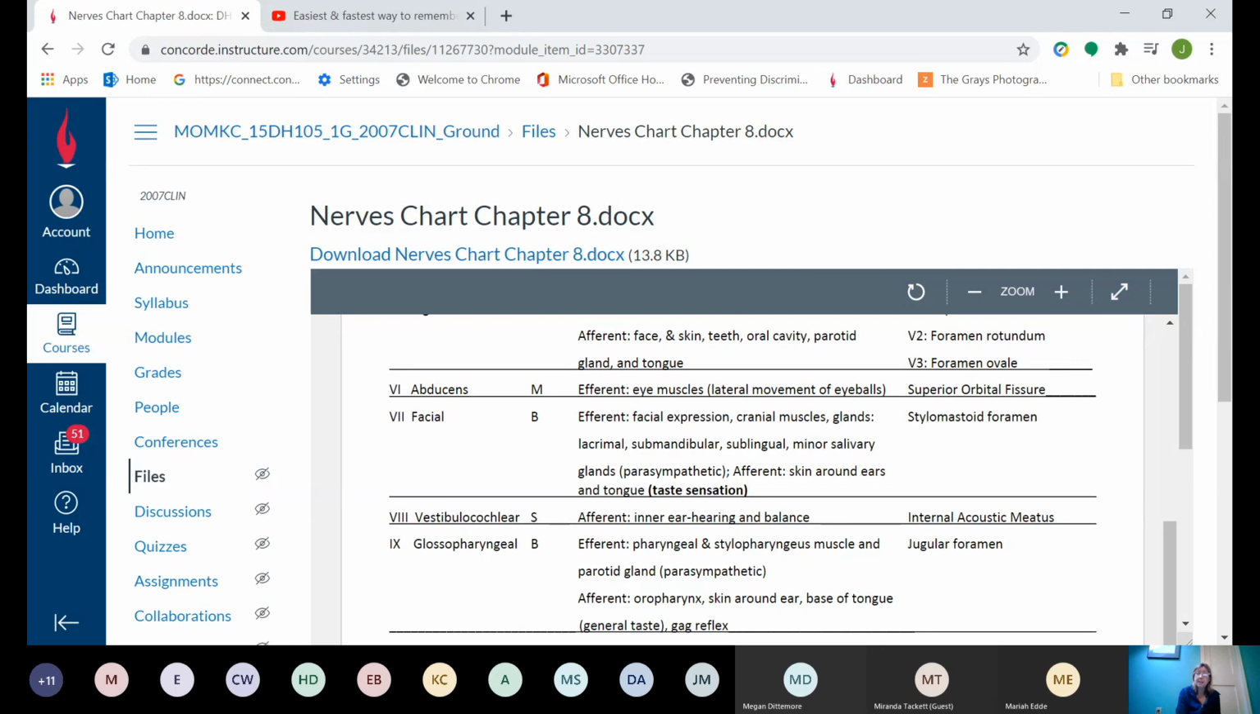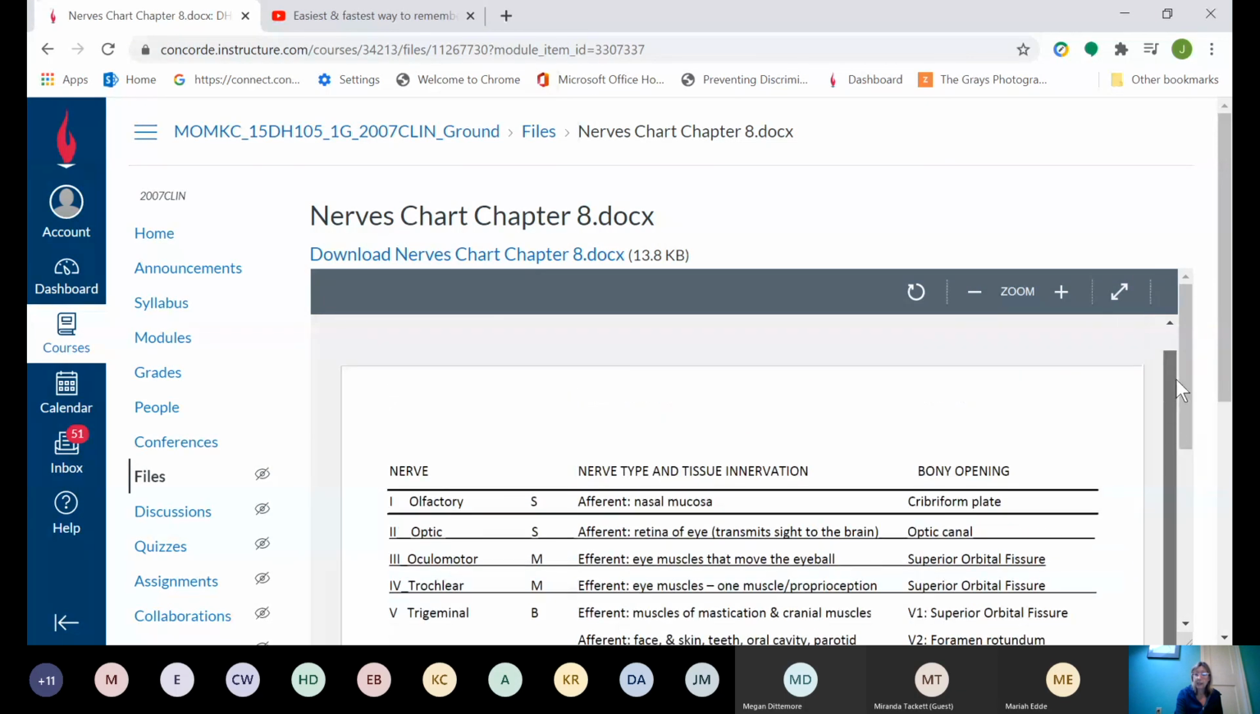If it says both, that means it's going to do sensory and motor. So it's actually going to make something feel and move. If it just says sensory, it's just going to make something feel, but it won't make an action actually happen. So in other words, like for the olfactory, for the nasal mucosa, it's going to give it feeling, but the nasal mucosa is not actually going to do anything. It's just going to have feeling.